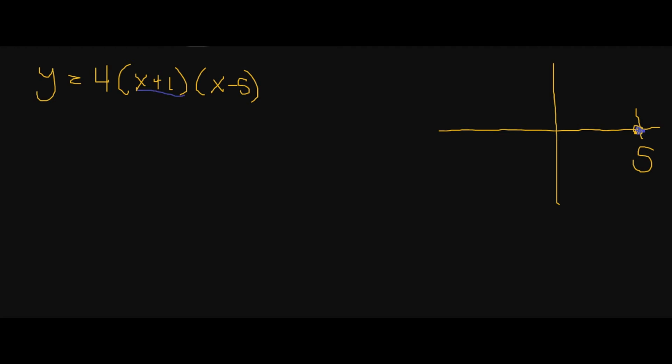Now, since this is x plus 1, that's just moving to the left by 1. Oops, meant to do that with a different color. We're going to get negative 1 there, and my root's going to be located here. So that means that our function should look something like this, or something to that extent. So how do we go about going from factor to general form to find that y-intercept?